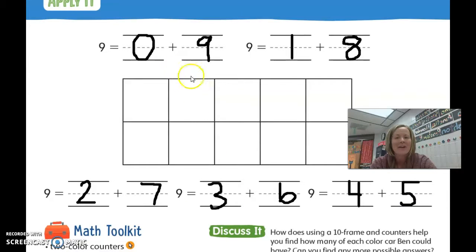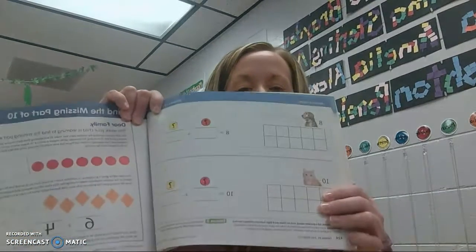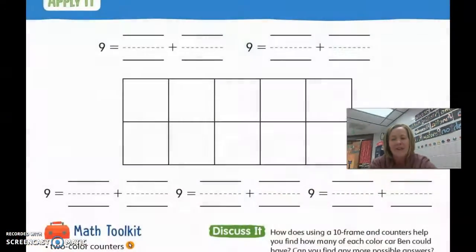So we found 5 different ways to make the number 9. Remember, we can switch these numbers around and we still have the same problem. Let's go to our next page. So now you want to find page 424. You're going to actually need your crayons out today, so make sure you have your crayons, red and yellow.